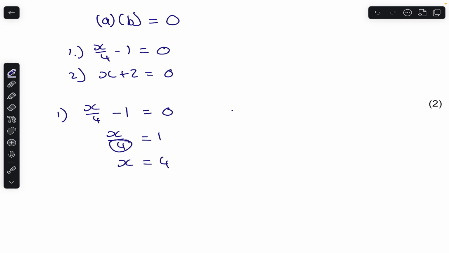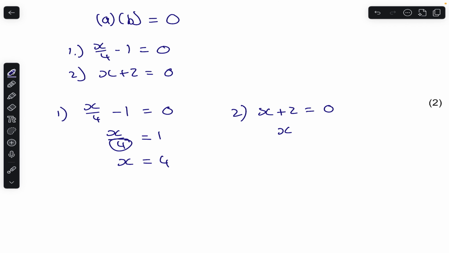Step 3, let's start with our second one. So the second one is x plus 2 equals 0. This is a bit simpler, but all we need to do is subtract 2 on both sides so that I can get x equals negative 2. And that is our second solution.